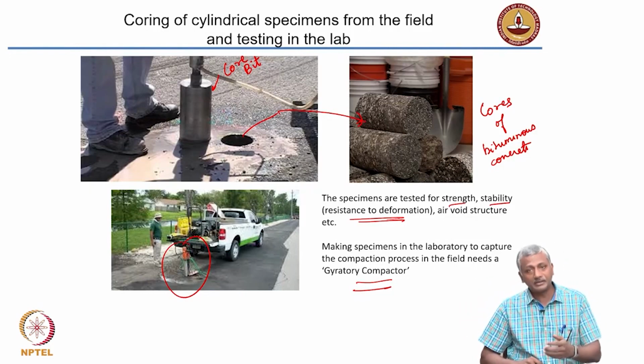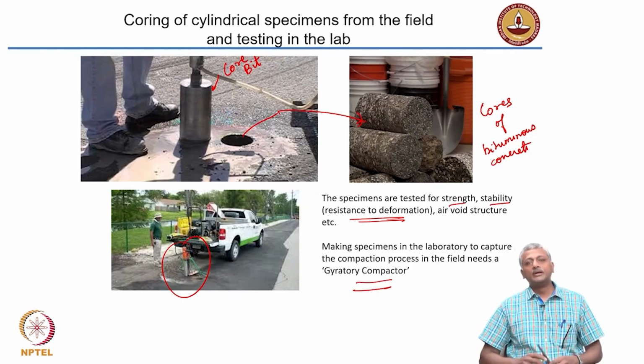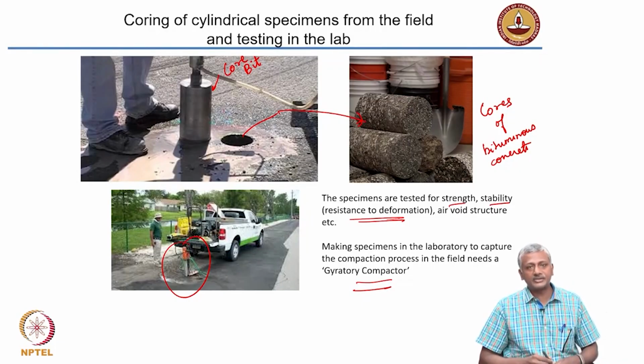So, a gyratory compactor today in modern labs has become a very useful instrument to produce asphalt concrete in the lab without really having to depend on samples from the field.